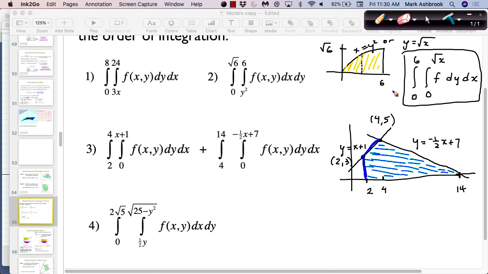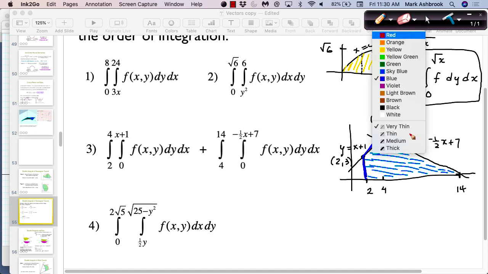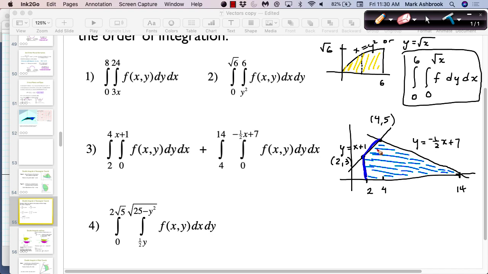Red for right. What's the right side? It's where the arrow would leave the region. If I fired arrows through this thing, where would it leave? Just the one, right? It's always the same. So the blue is the left side of this, and the red is the right side.